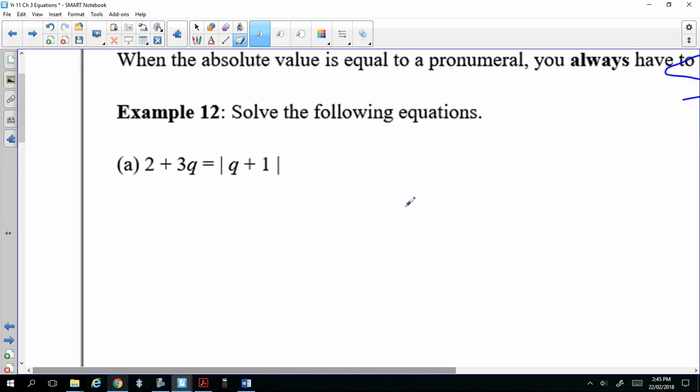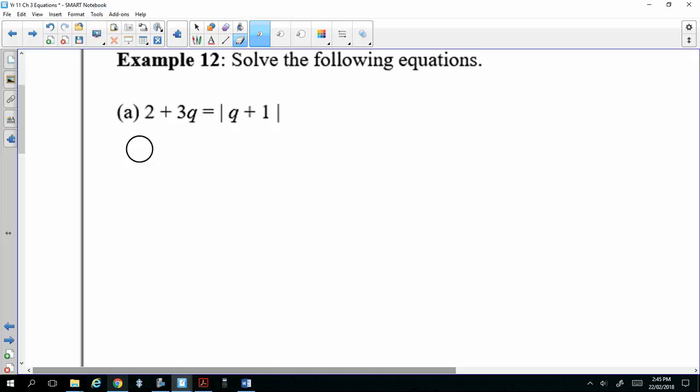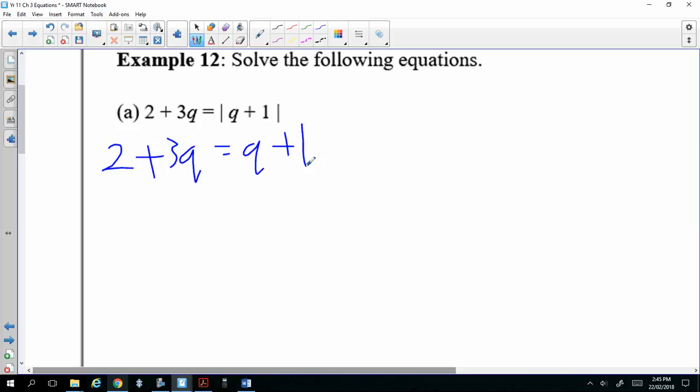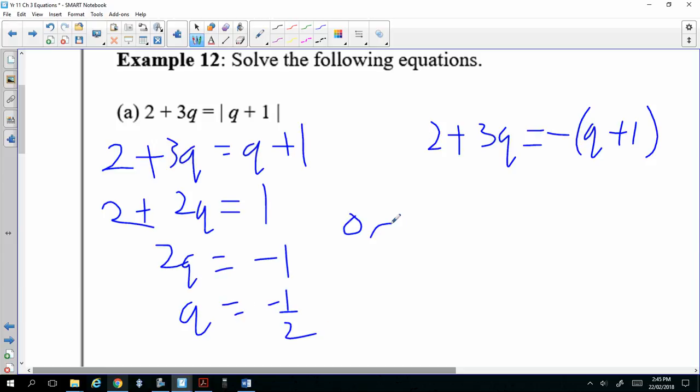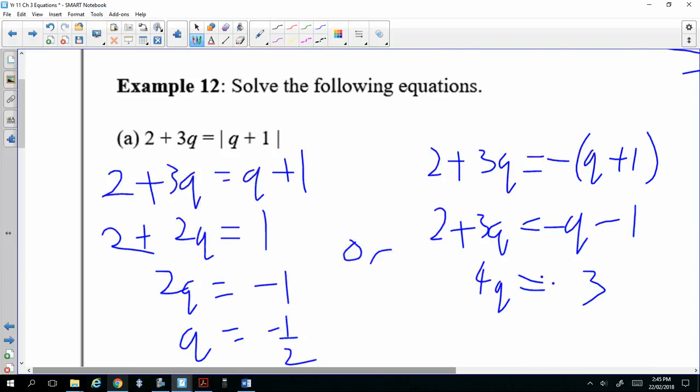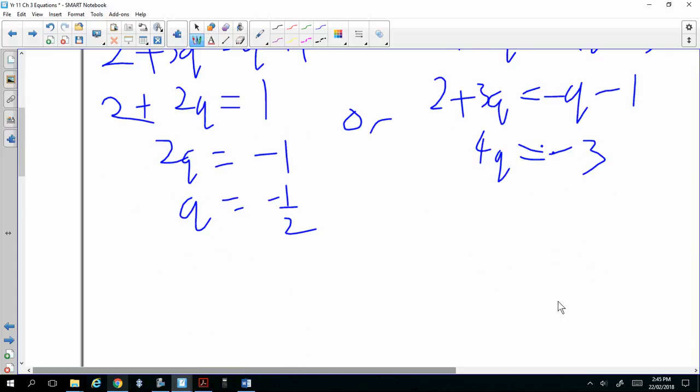So you have two cases: 2 plus 3q equal to 2 plus 1. The other one is 2 plus 3q equal to the negative. Doesn't matter which side for negative, you get the same thing. So you get 2q equal to 1, and then 2q equals negative 1, q is negative half. Or you can get 2 plus 3q equal to negative q minus 1, so you get 4q equal to negative 3, and then q is negative 3 divided by 4.